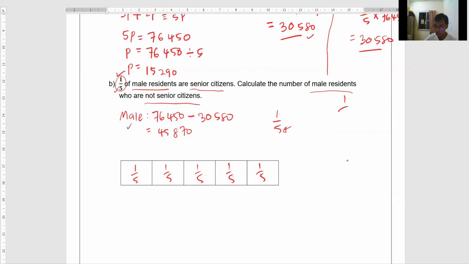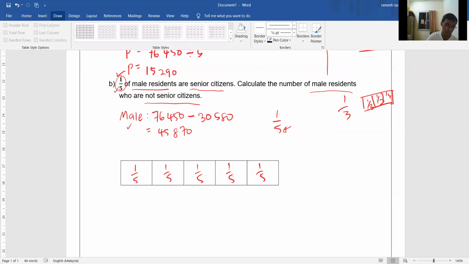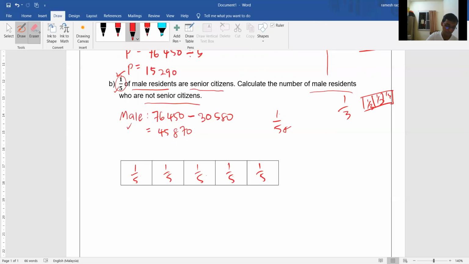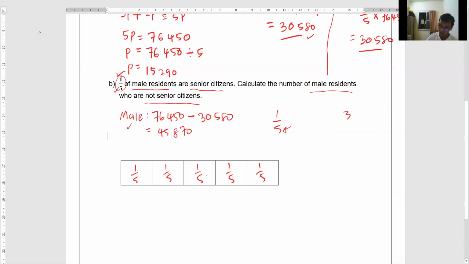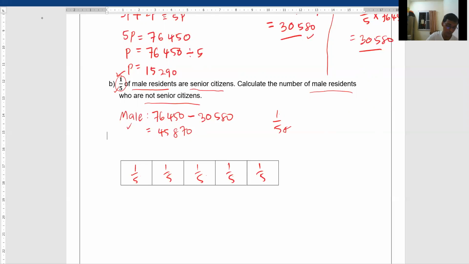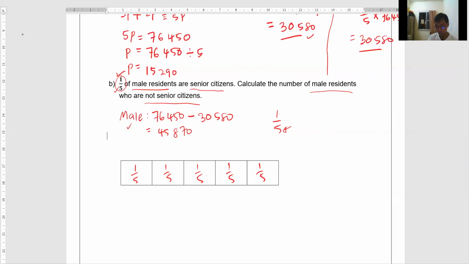If, let's say, they say 1/3, you draw boxes until 3: 1, 2, 3. So 1/3, 1/3, and 1/3. This is the way you write it. This is the right way to write the fraction form. Okay, let's say they say 1/5 of male residents are senior citizens. So only one portion here is senior residents.